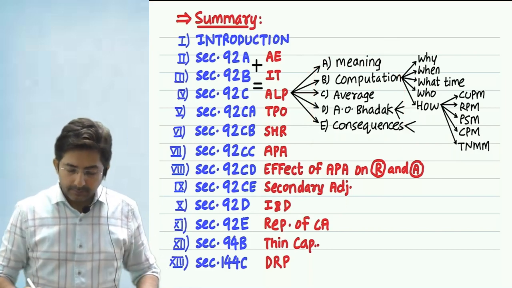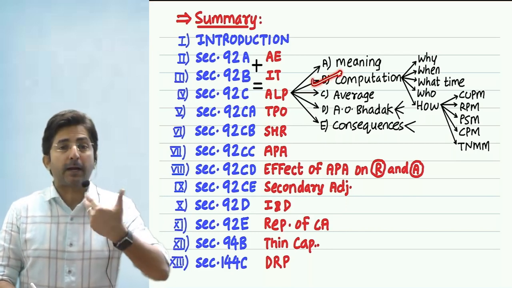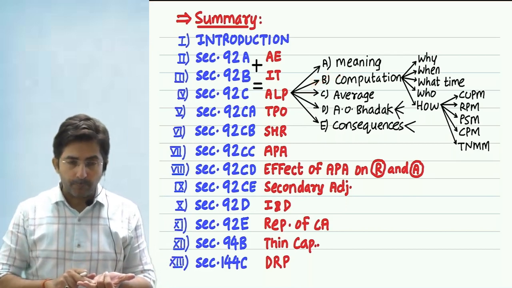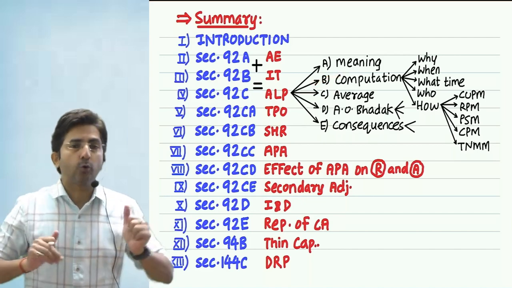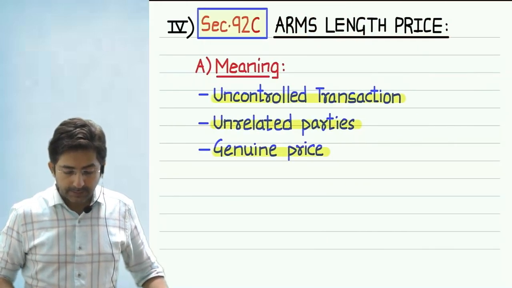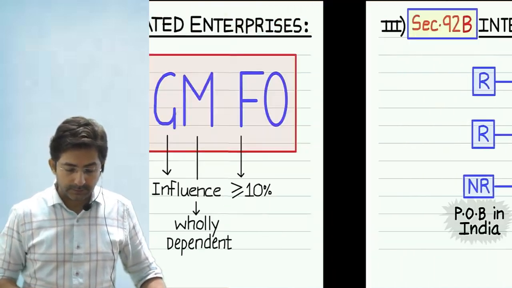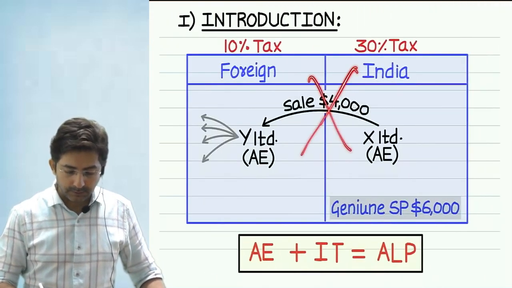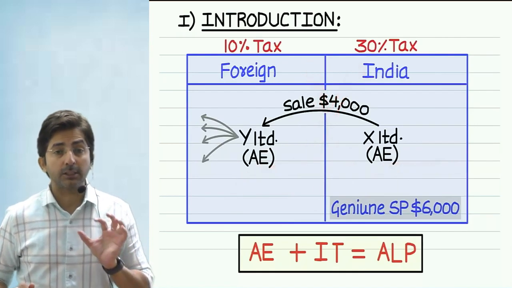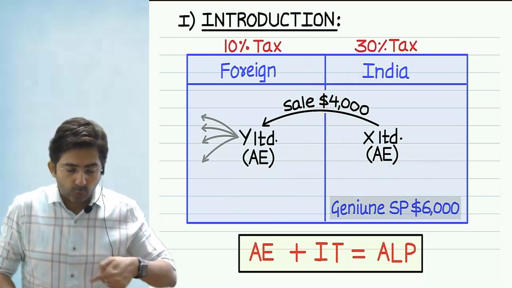So this I had explained, and then we started with computation. Now even computation theory is further in 5 parts. How? Why to compute ALP, when to compute, at what time, who will compute and how to compute ALP. So tell me, why to compute ALP? What was the reason I gave? Because the government does not trust. What does the government not trust? See, government does not trust the price charged by the assessee to its AE. Since government does not have trust in this price, we need to find one true and fair price. That's why we have to compute ALP.